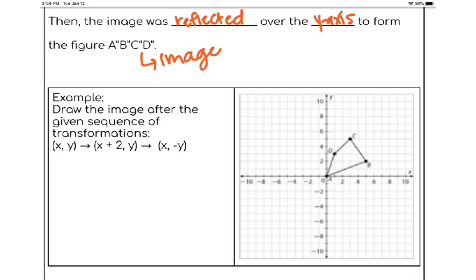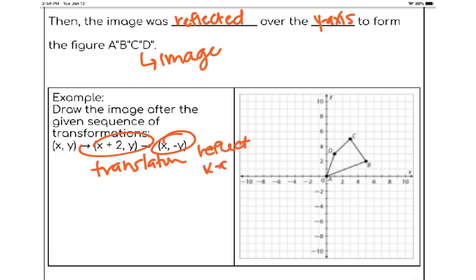So we're going to draw the image after a given sequence. I can already notice here that again we're adding something to the x, so this is going to be a translation. And then I believe that this is going to be a reflection over the x-axis. But let's see. We're starting with these points, and we're adding 2 to our x, but our y stays the same. So basically everything's just moving over 2 points, okay?